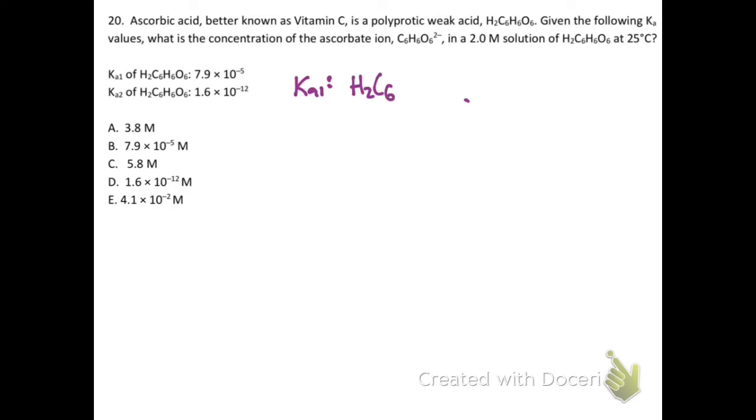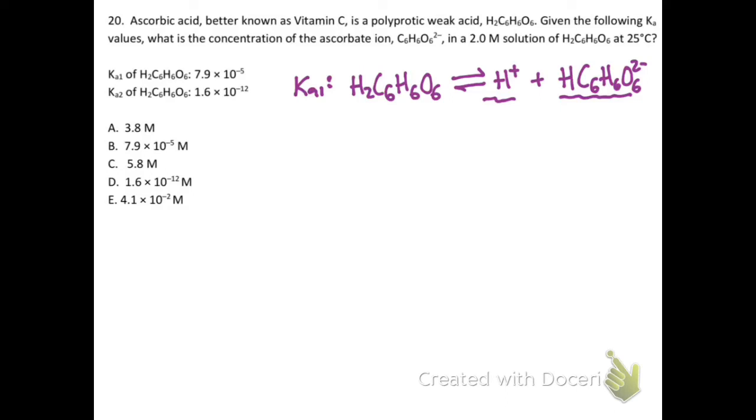H2A, and then our ascorbate anion. And it's dissociating into H plus and HA minus, the bisascorbate anion. So, as it dissociates, what do we know about the relative concentration of H plus and the bisascorbate anion?